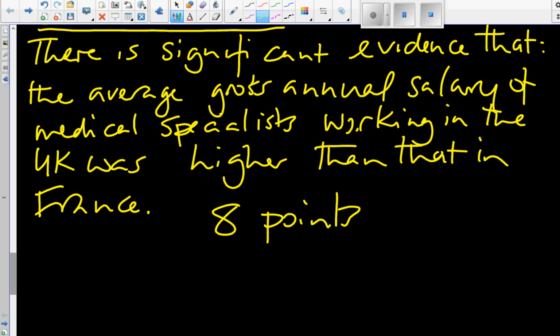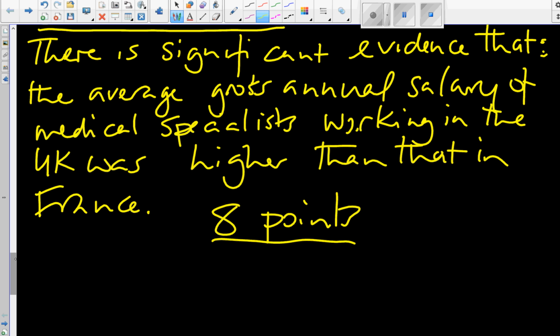So here we go. I've just written that beyond the dots. The average gross annual salary for medical specialists working in the UK was higher than that in France. There we are. We've completed it. And for that, we get 8 points.